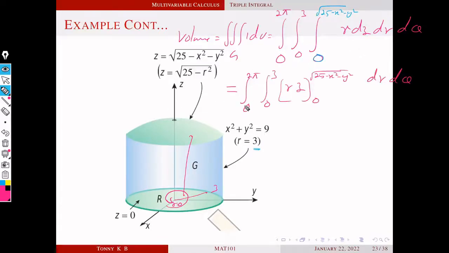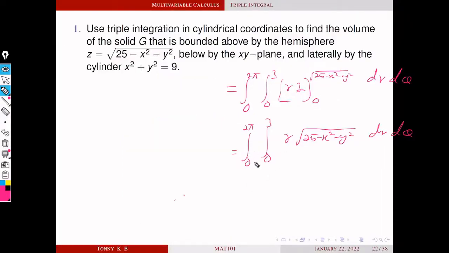Okay, this becomes integral 0 to 2 pi, integral 0 to 3. This r is constant with respect to z, so this becomes r z from 0 to square root of 25 minus x square minus y square, dr d theta. Next you have to substitute the upper limit and lower limit for z. So this becomes r into square root of 25 minus x square minus y square. When z equals 0, the term is 0.